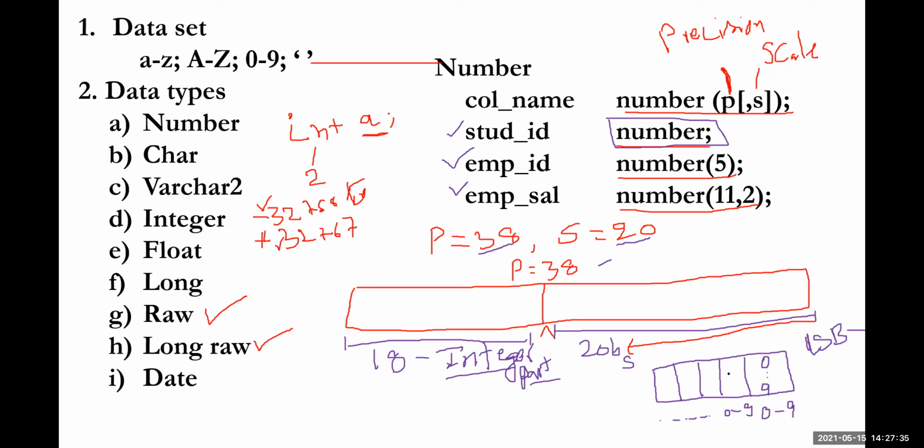Therefore, the minimum value for this particular storage will be 5 zeros, 0, 0, 0, 0, 0. The maximum value will be 99,999. Okay, 0 to 99,999. If you increase one more byte, it is 6 zeros to 6 nines. If you increase one more, 7 zeros to 7 nines.